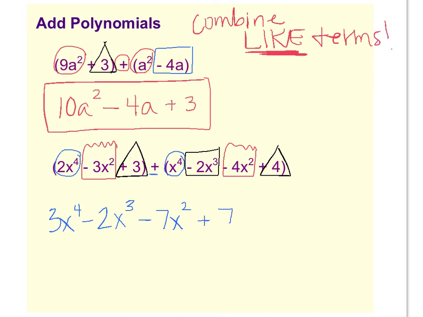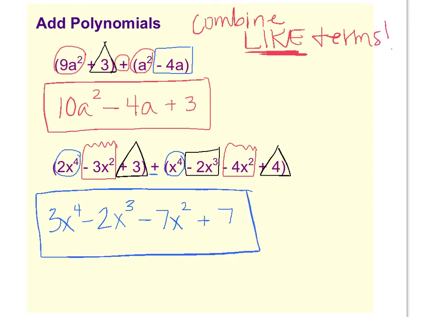And we've combined all our like terms, our answer is in standard form, with the highest exponent starting us off and then descending order of your exponents, so this one is done. So again, when you're adding polynomials, just remember you are combining like terms.